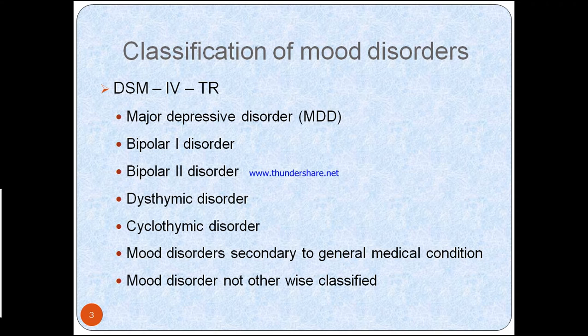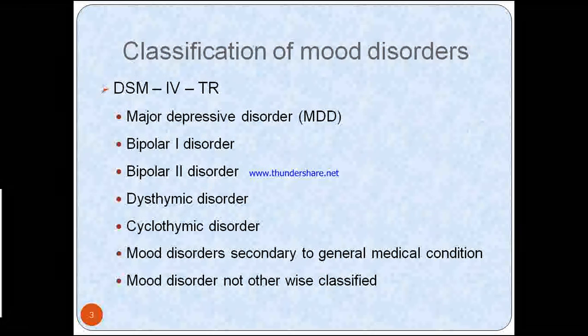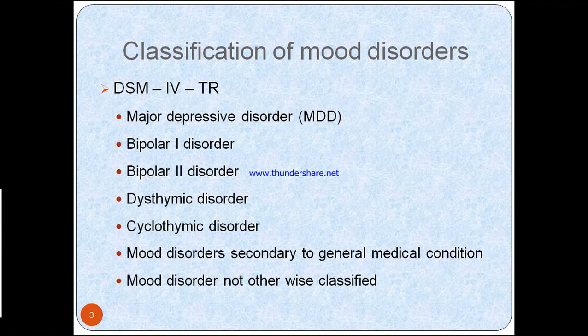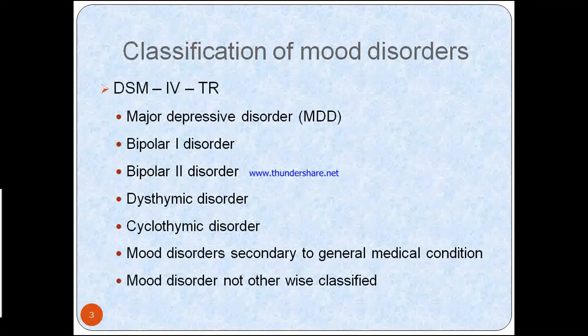According to this same classification, there are some mood disorders. One of the common ones is major depressive disorder, which can be abbreviated as MDD. The others are bipolar 1, bipolar 2, dysthymic, cyclothymic, and mood disorders secondary to general medical conditions, as well as mood disorders not otherwise classified. So we will see some of these in this discussion.